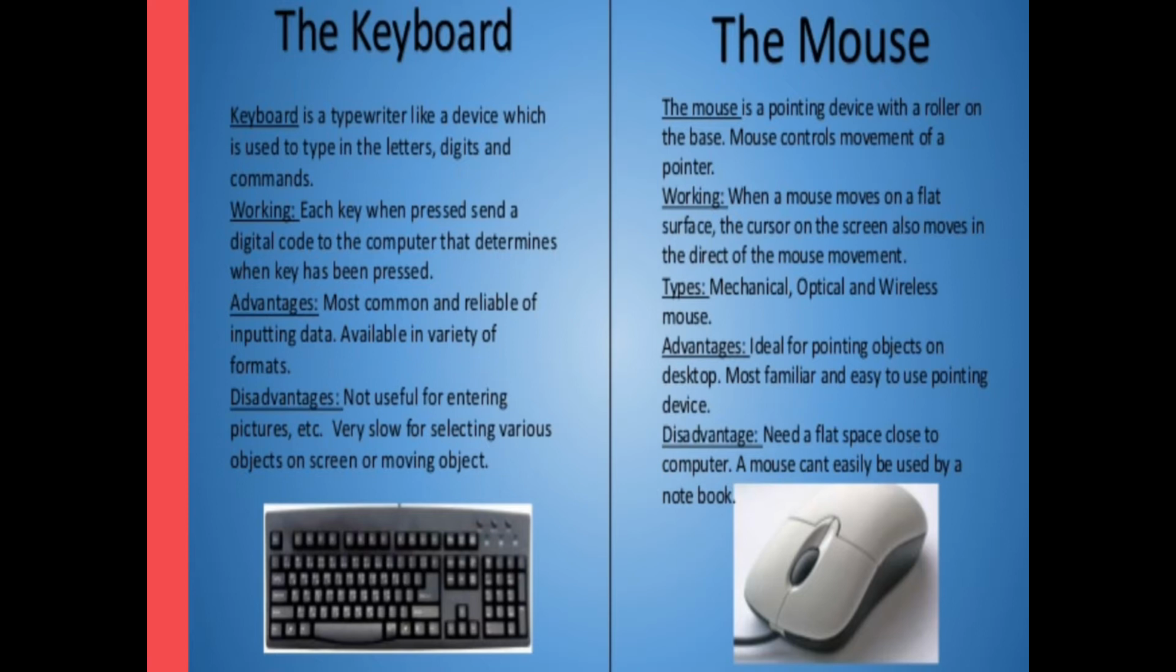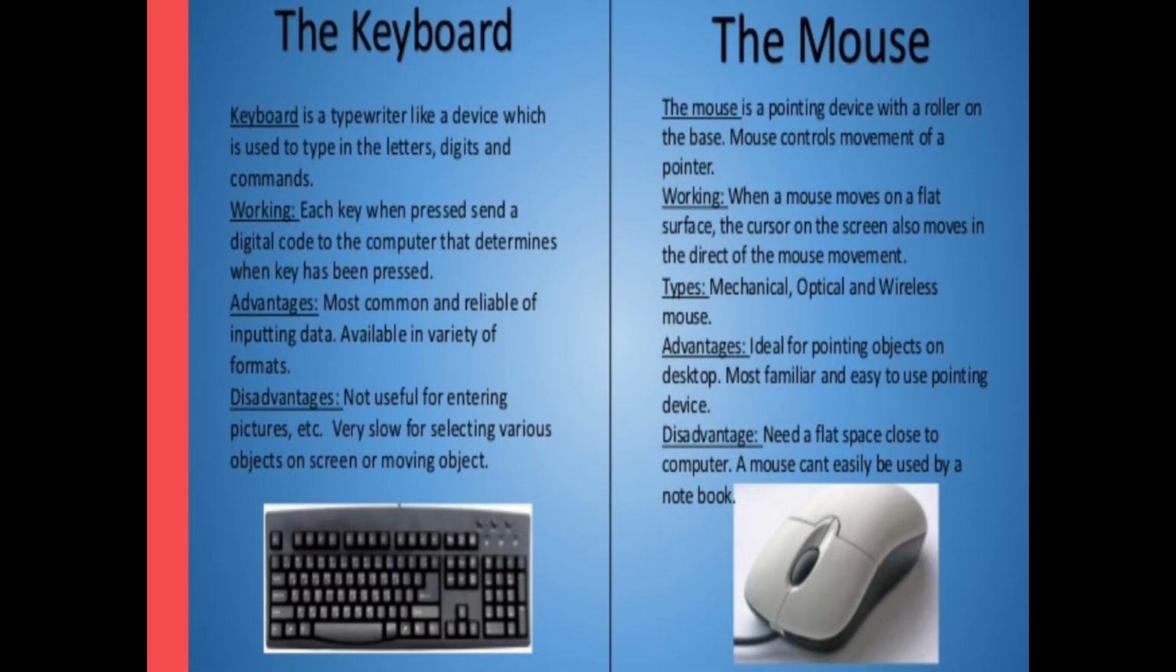Next, a very important input device is the mouse. The mouse is a pointing device with a roller on the base. Mouse controls movement of a pointer. Initially, the mouse was designed with a roller on the base, but nowadays we use the optical mouse also, which works on the light signal. So, when a mouse moves on a flat surface, the cursor on the screen also moves in the direction of the mouse movement.